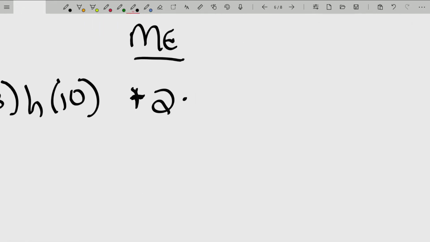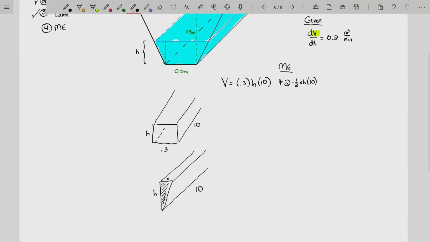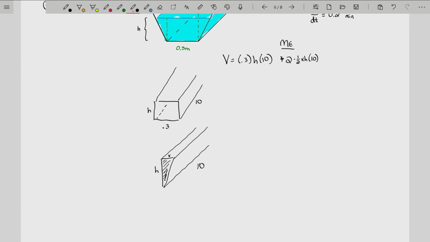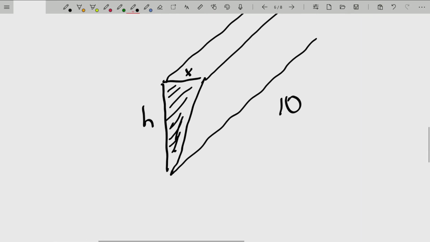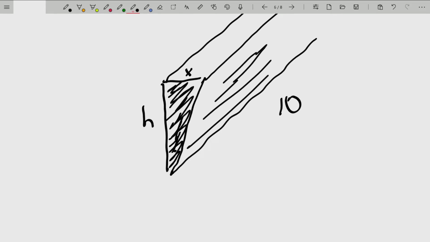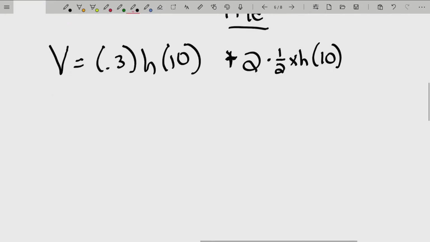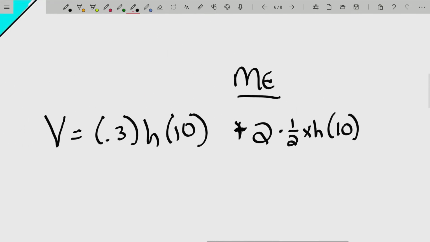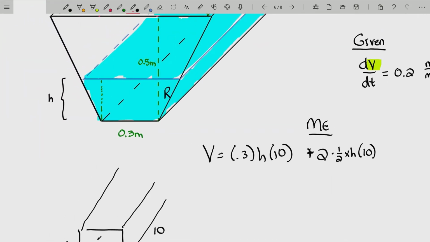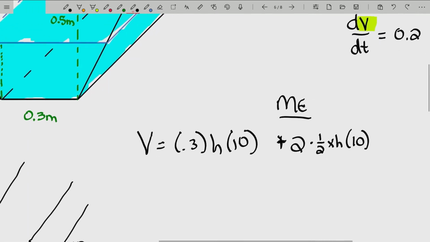Let me write that in. 1/2 x times h times the depth of that slice. Again, 1/2 x times h would be the front area here. And then times 10 would give me the entire volume of that slice. So I pull that out of the trough. And because we have two of those, I have a 2 in front of that, because we have both the right hand and the left hand slices that we're going to be pulling out of that. That is our volume formula.